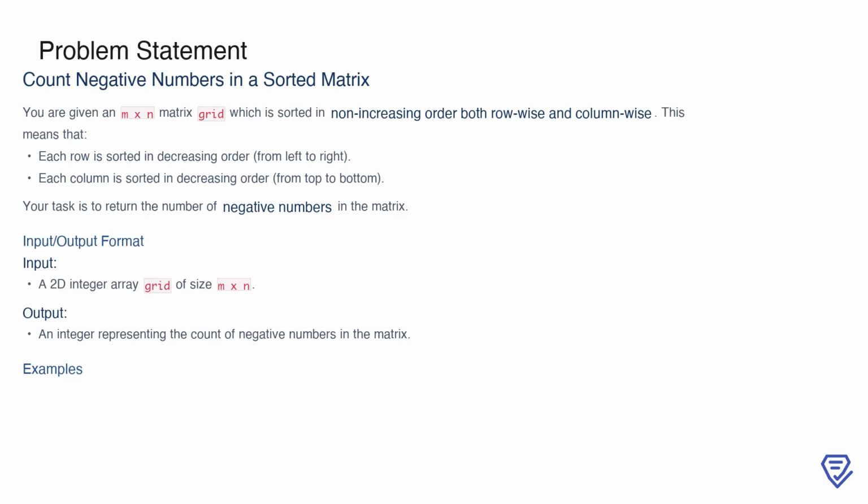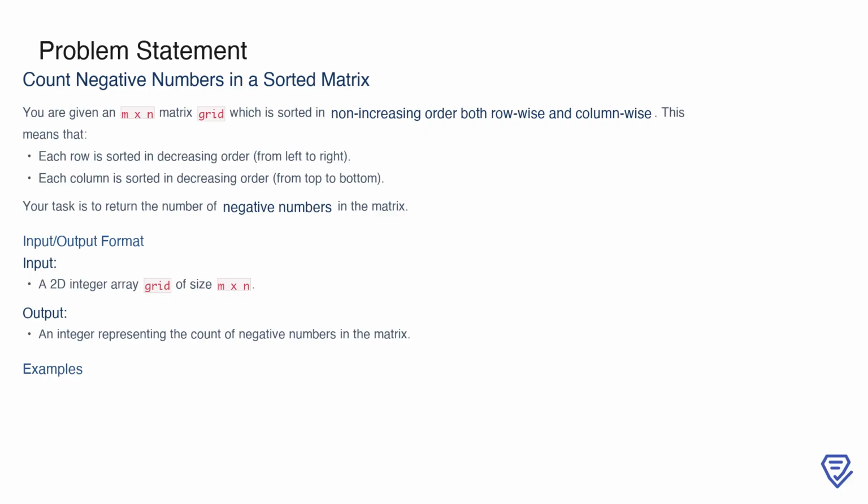In this problem, we are tasked with counting the number of negative numbers in a matrix that is sorted in a specific way. The matrix, which we refer to as grid, has dimensions m by n, meaning it has m rows and n columns. The key detail here is that the matrix is sorted in non-increasing order both row-wise and column-wise. This means that within each row, values decrease as we move from left to right, and within each column, values decrease as we move from top to bottom. The goal is to determine how many of the numbers in this matrix are negative.